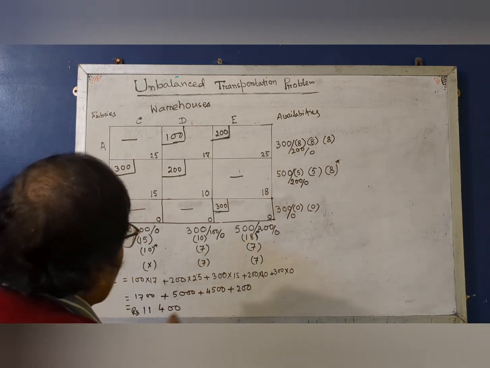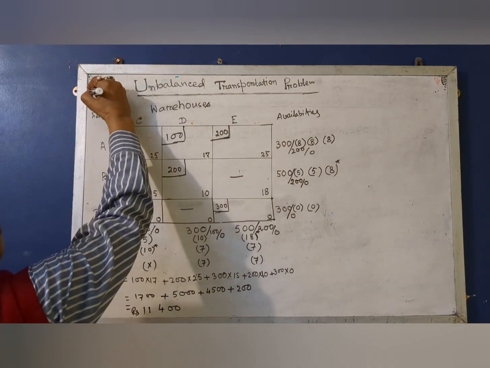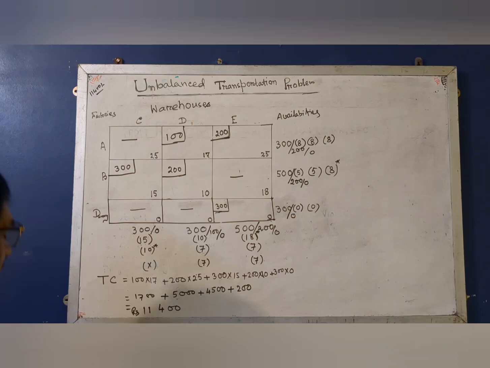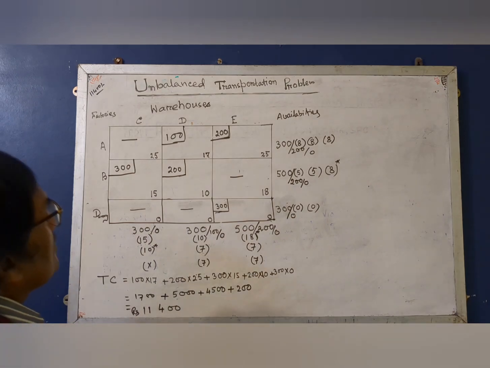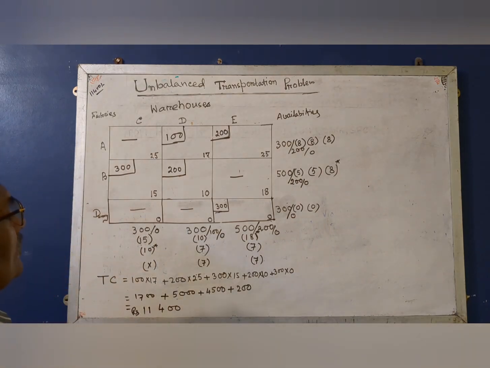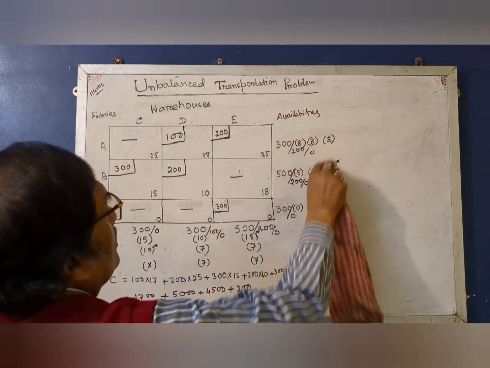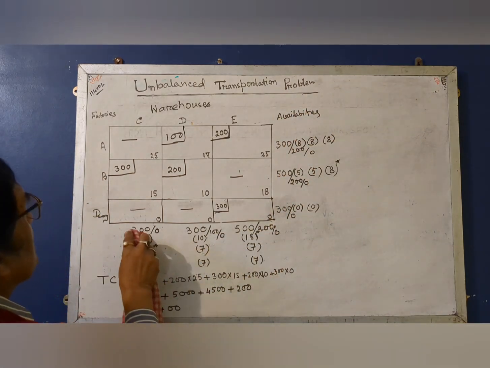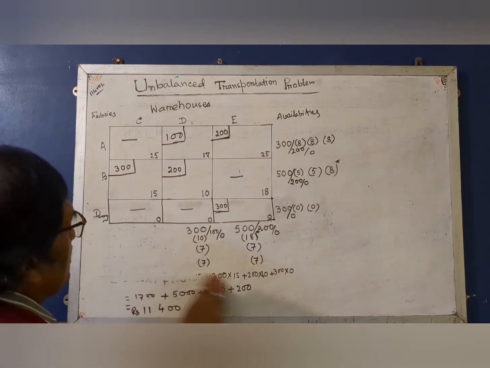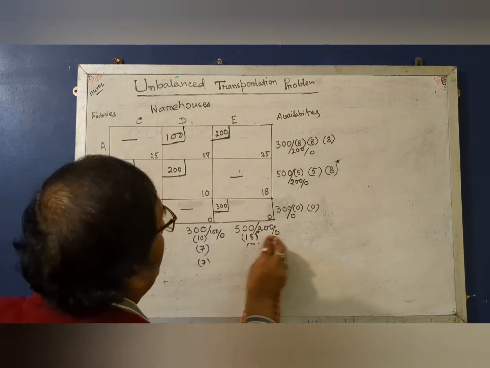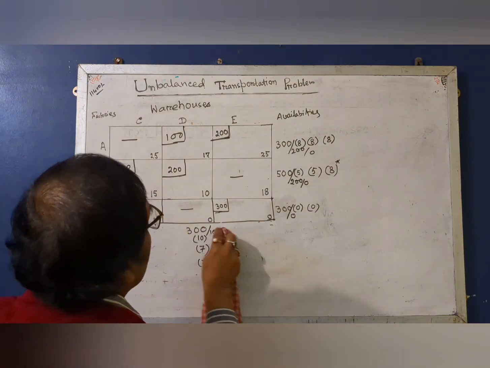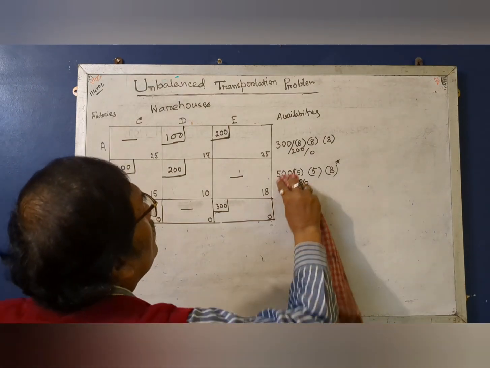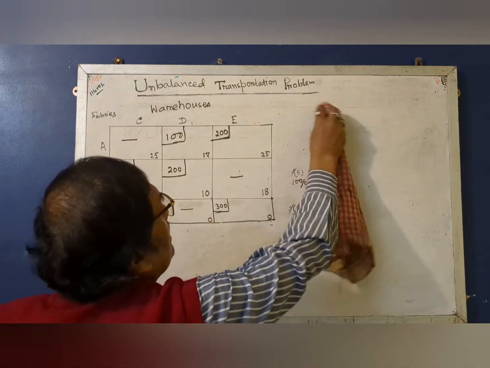The transportation cost for this allocation is 11,400. So I will check that after optimization, the cost has either decreased or is at least the same. I am erasing this portion because it is not required for optimization, just to use the space and reuse the same matrix. But for your exam, you should do it on a separate page. Note down this matrix on a separate page and then solve it.